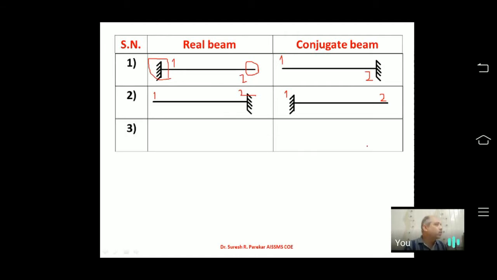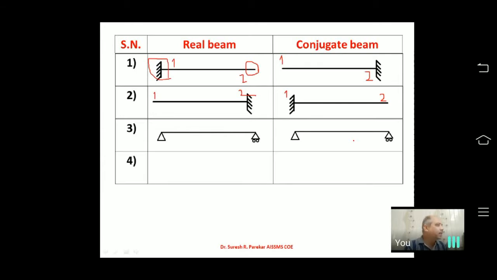Now you can go to the third. We have this as a simple support. Simple remains as it is. A roller remains as it is because these are at the ends. So you can keep the end supports as they are. Now we have the next simple support, which is at the end. So I will mark this 1, and this also I will mark as 1, because these two remain as they are.